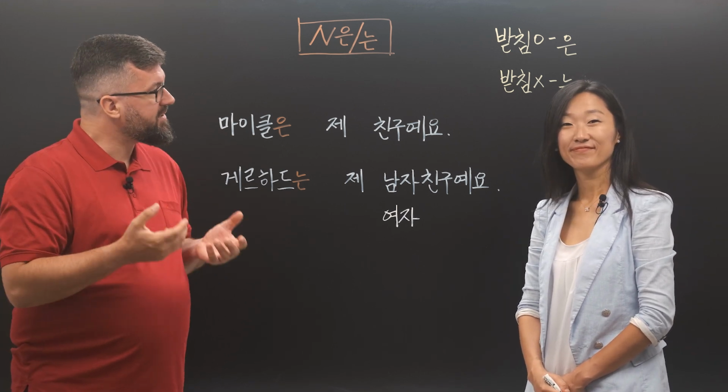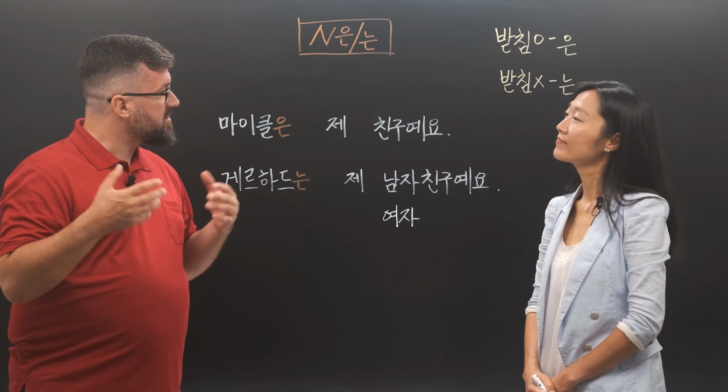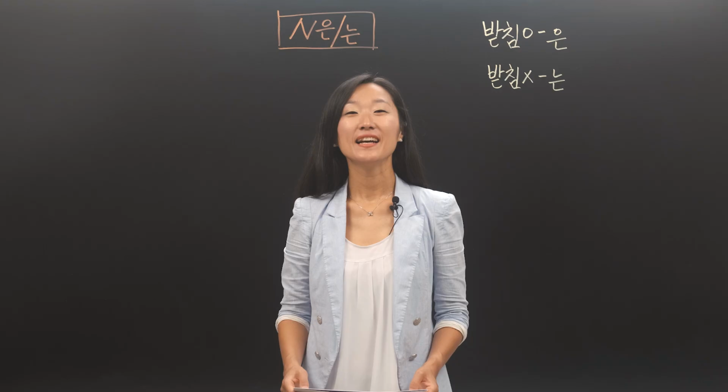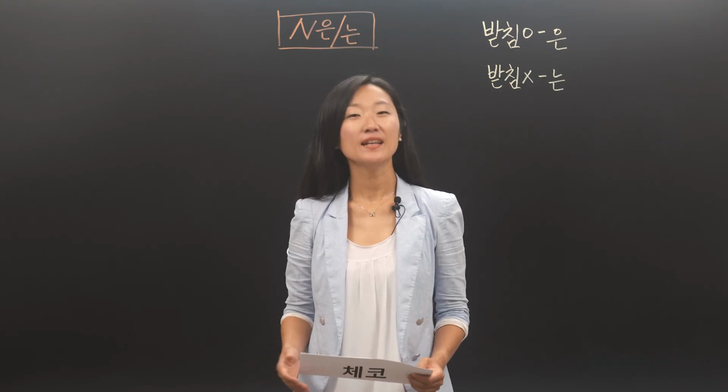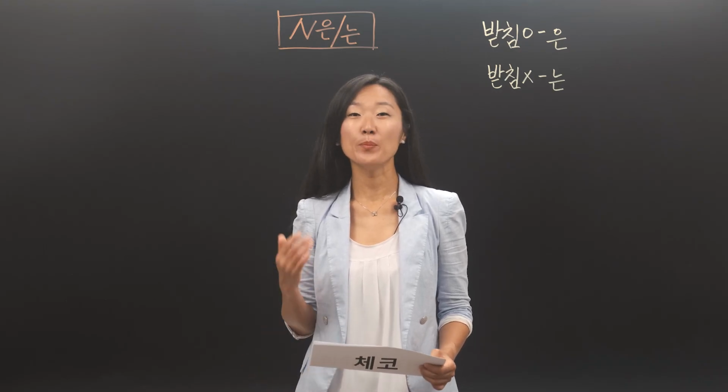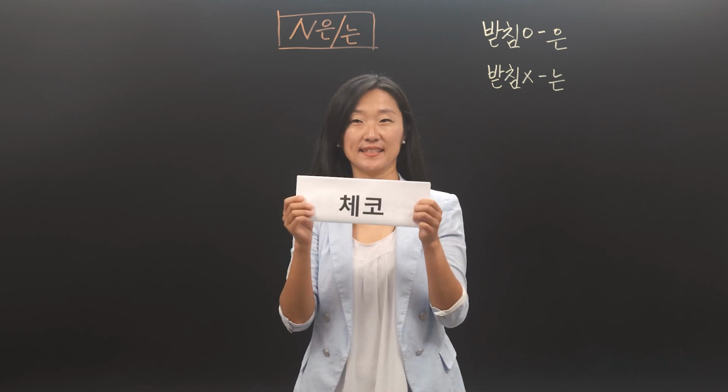How would you say, for example, Melanie is my student, is your student? 멜라니는 제 학생이에요. 네. 멜라니는 no 받침, so we use 는, 제 my 학생이에요 to be student. Yes. Let's practice with the cards. But let's learn some vocabulary first.